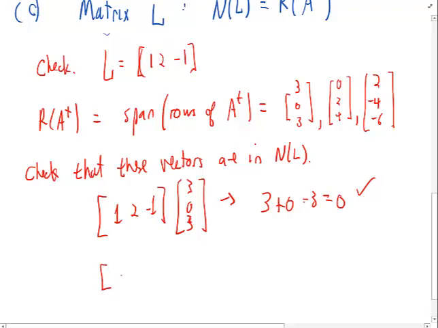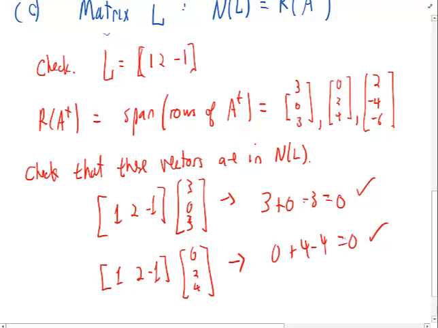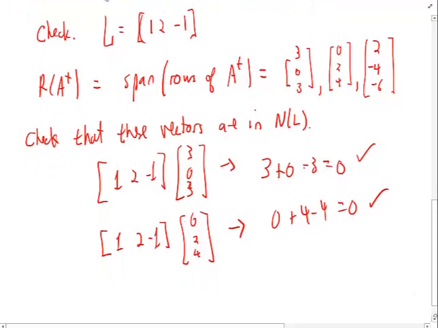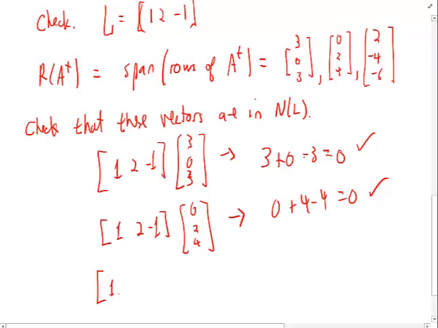Okay, so let's do the next one, 1, 2, minus 1 times 0, 2, 4. In this case, I'm going to get 0 plus 4 minus 4 is equal to 0. So that result gives me 0. Again, this is the 0 vector. It's a one-dimensional vector, but it's still the 0 vector. And then finally, let's do the last one, 1, 2, minus 1 times 2, minus 4, minus 6. And that gives me 2 minus 8 plus 6 is equal to 0. So that checks out also.